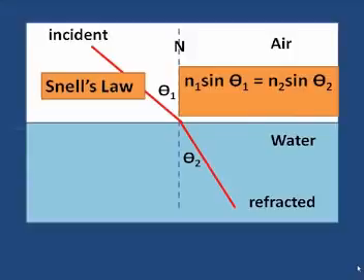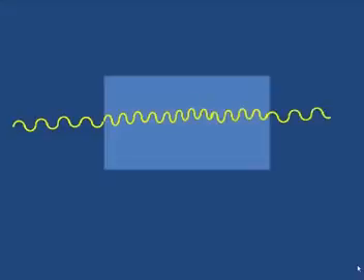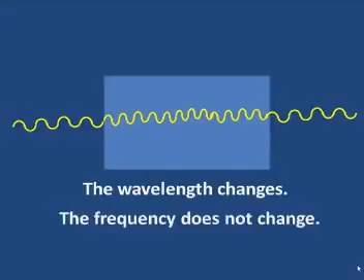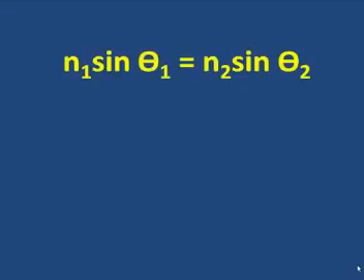Now, when light travels from one medium to another, not only does the velocity change, but the wavelength changes, and the wavelength gets smaller. So in going from a vacuum to another medium, the wavelength changes, but the frequency does not change. Now here's your one-stop, everything you need to know formula.